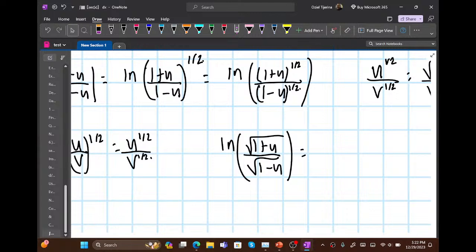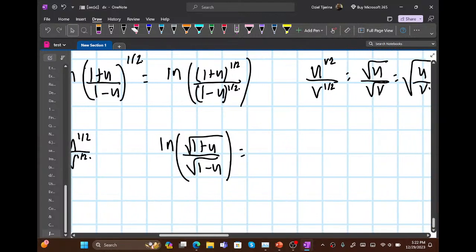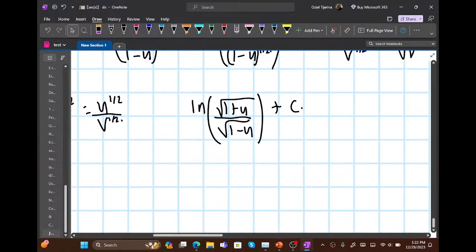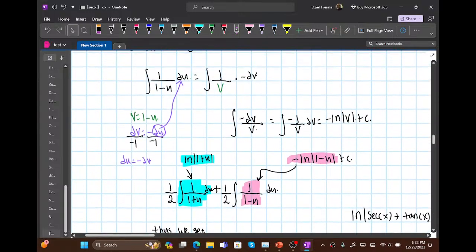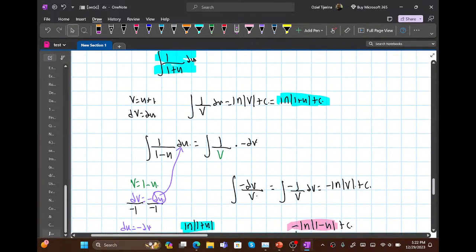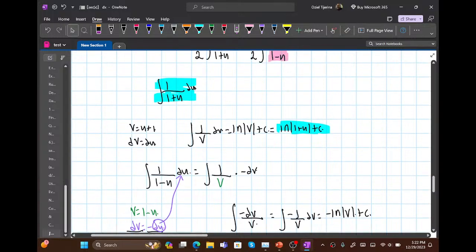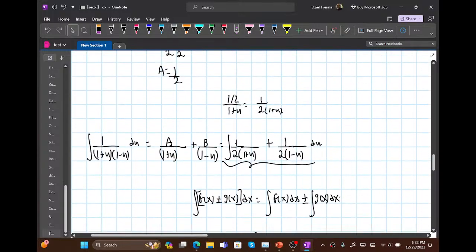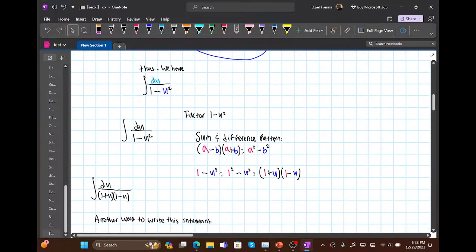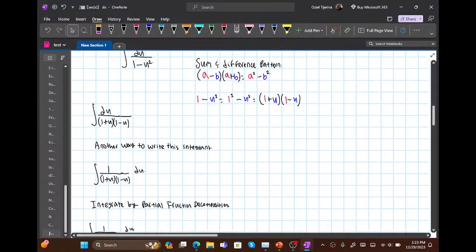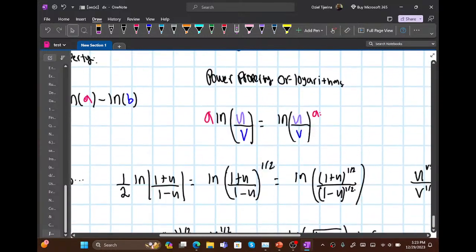From here, we're finally going to add our constant of integration, c. But this is where it gets interesting. U was, what did I say u was? At the very beginning, I had said that u was sine of x. U was sine of x.